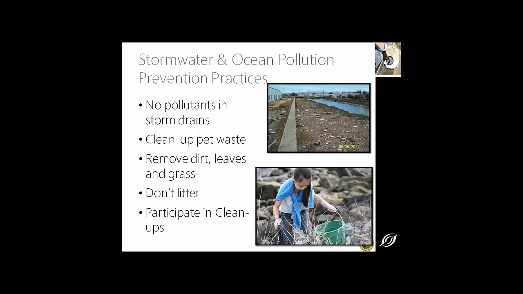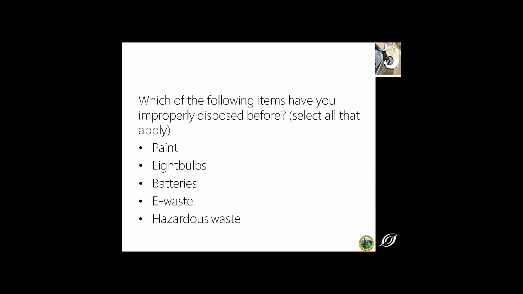So when you're changing your oil and pouring it down the stormwater drain, it's going to the ocean. We want to make sure that no pollutants end up in the storm drain, by cleaning up pet waste, removing leaves and things from our lawns so that they don't clog the storm drains, and not littering. We can do things in our community like participate in local events.